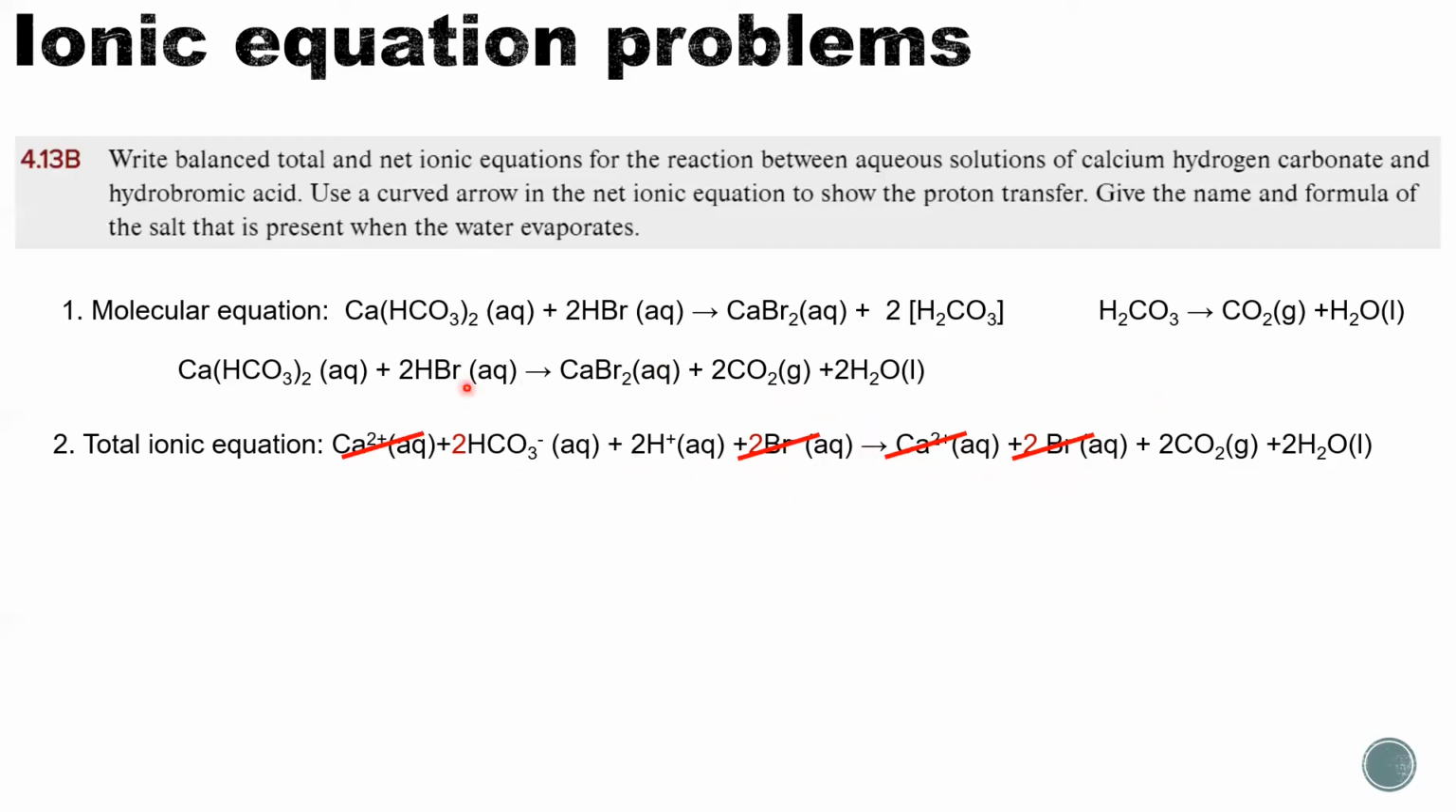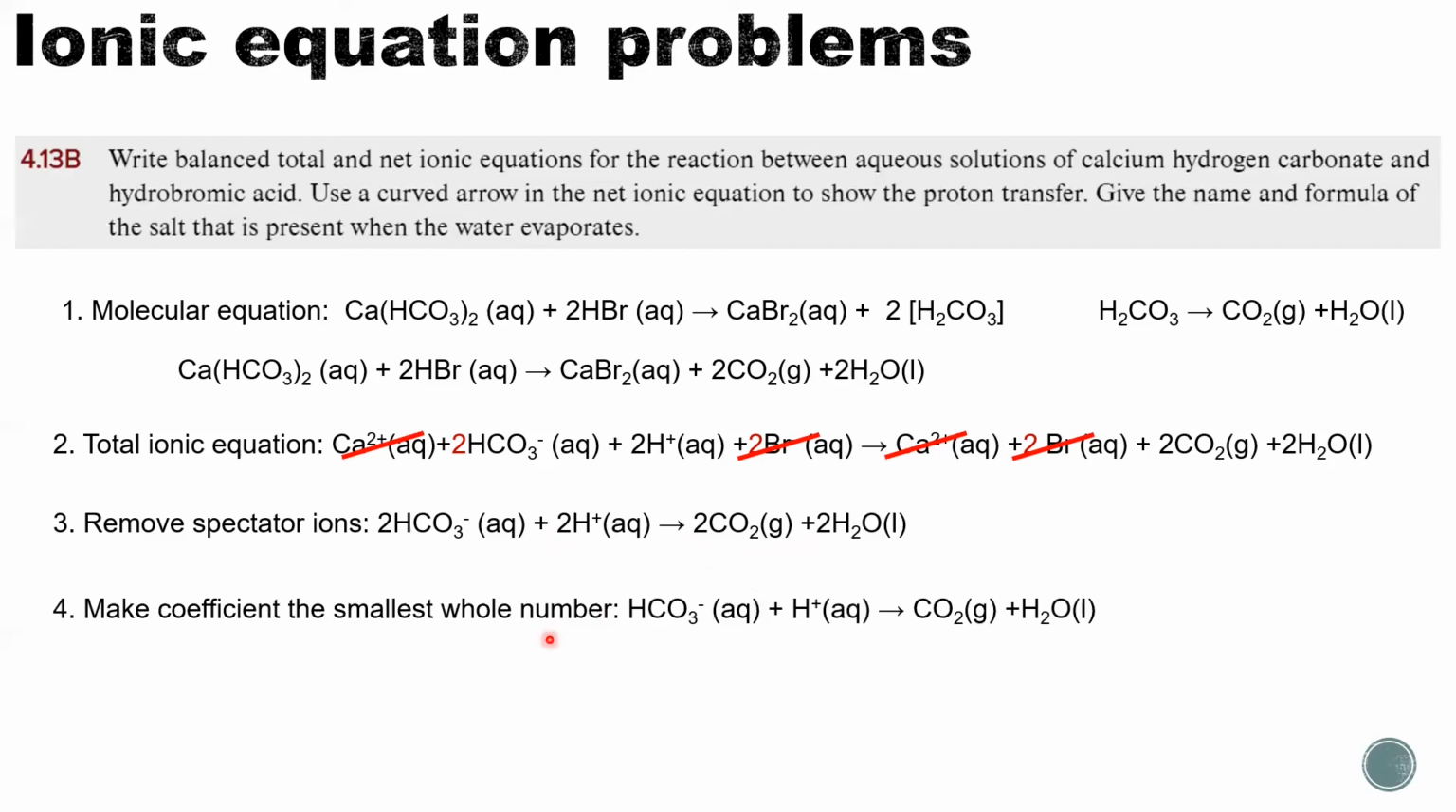Okay, now after clearing the spectator ions from the total ionic equation, we get the net ionic equation. That is 2 hydrogen carbonate reacting with 2 hydrogen ions to produce 2 CO2 and 2 water. All the coefficients are 2, so we can make the coefficients the smallest whole numbers by dividing by the common factor. In this case, we divide every coefficient by 2, making it 1, 1, 1, 1. So now this is the net ionic equation: 1 hydrogen carbonate reacts with 1 proton to produce 1 CO2 in gas phase and 1 water in liquid phase.